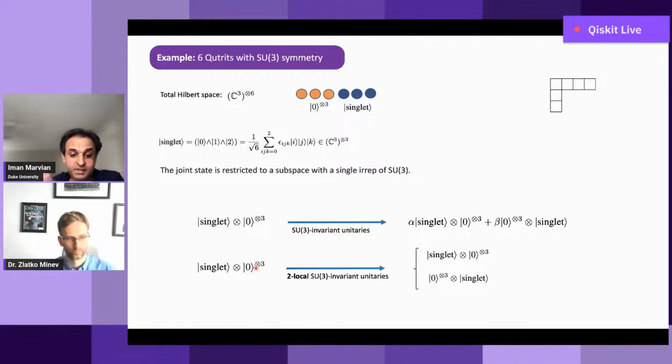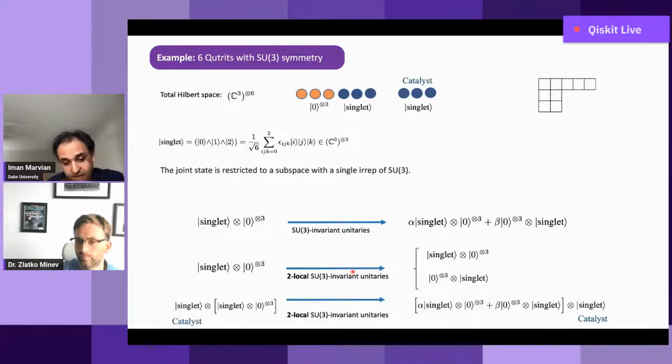On the other hand, if you restrict yourself to two-local SU(3) invariant unitaries and ask what type of states in this subspace I can generate, then the only states in this two-dimensional subspace that you can obtain are either the original state, obviously, or the state that can be obtained by just swapping the first 3 qudits with the second 3 qudits. You cannot generate superpositions in this form. Right? So in this two-dimensional subspace, you can only go to this or this under two-local unitaries.